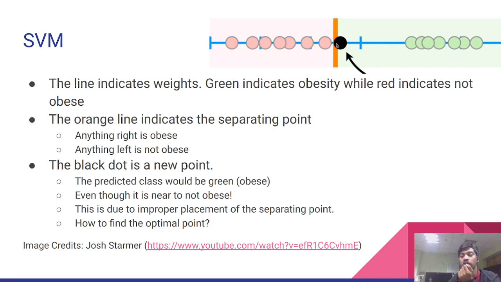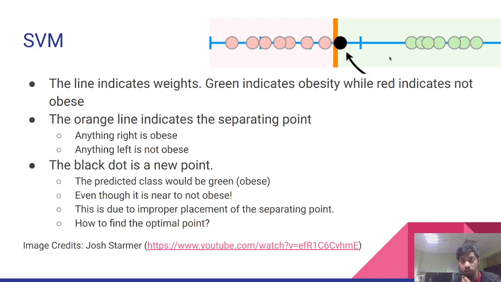Suppose we have chosen the point here, the orange one, as our dividing point. Anything left of that is not obese, and anything right of that is obese. So what will happen if there is some new point here? It will predict that it is not obese, right? Because this point is here, and the new point is to the right side of it. So it will predict that right side means obese.